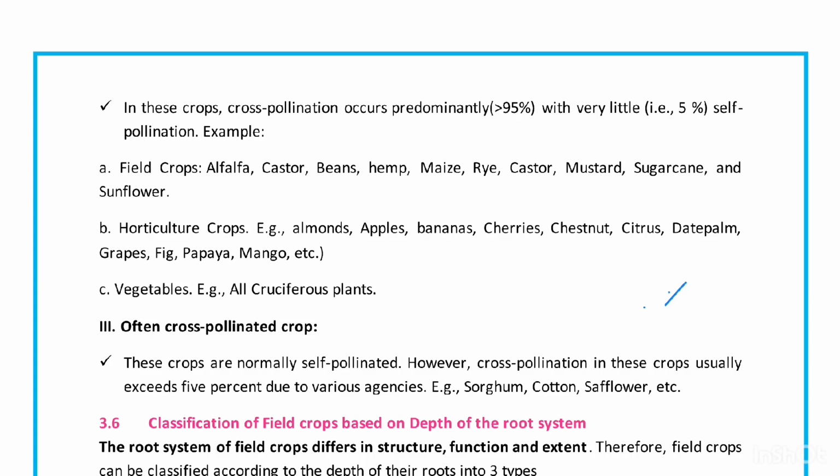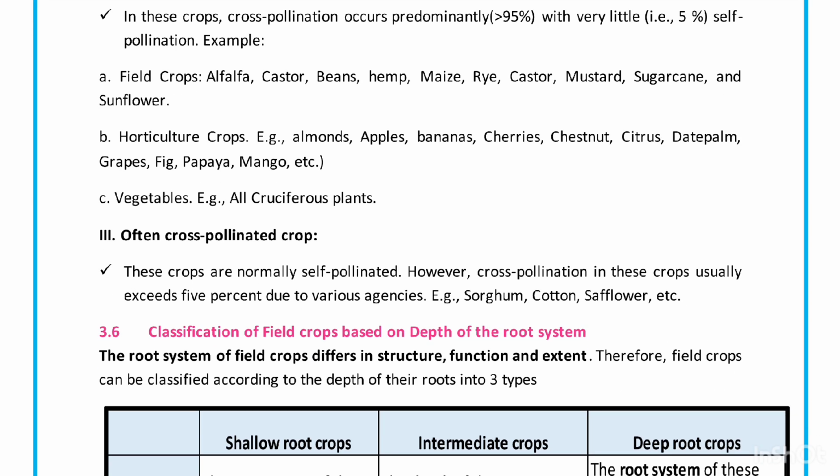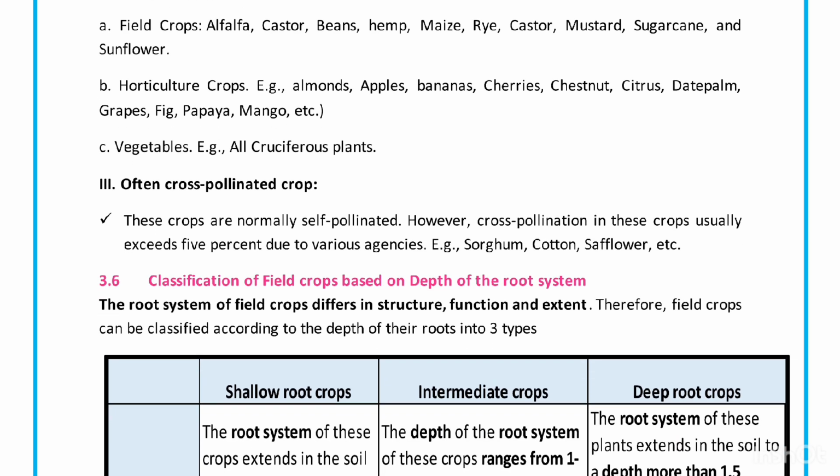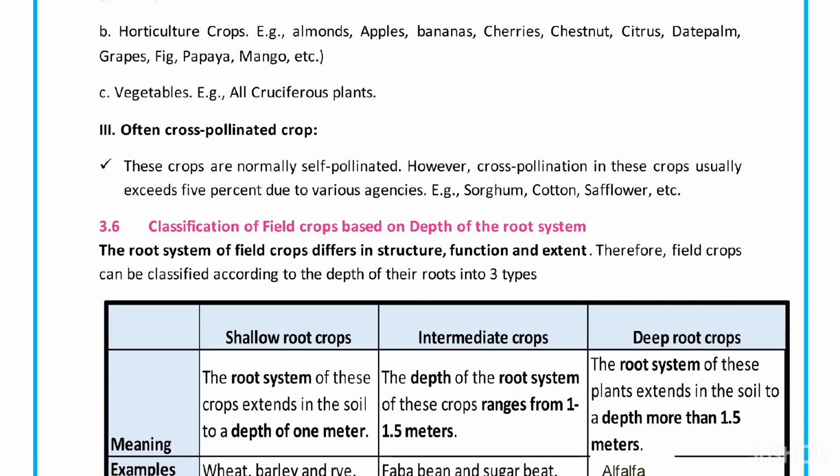Only male part. Now, after understanding the classification of flowers based on the availability of reproductive structure, let us see the classification of crops based on the availability of type of flowers. Meaning of type of flowers: if any plant has a flower with only male reproductive organ, that is called a male flower, and if any flower has only female reproductive organ, that is called a female flower.